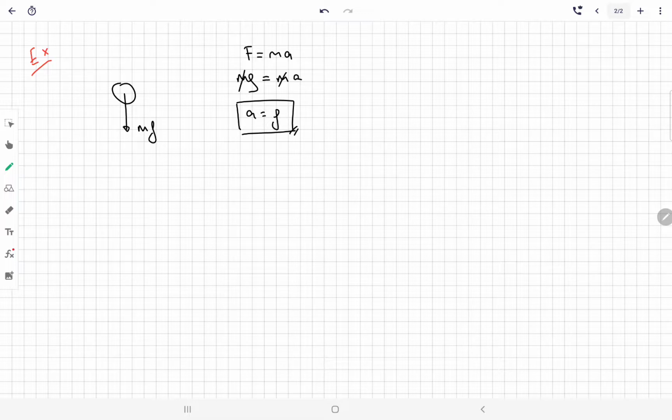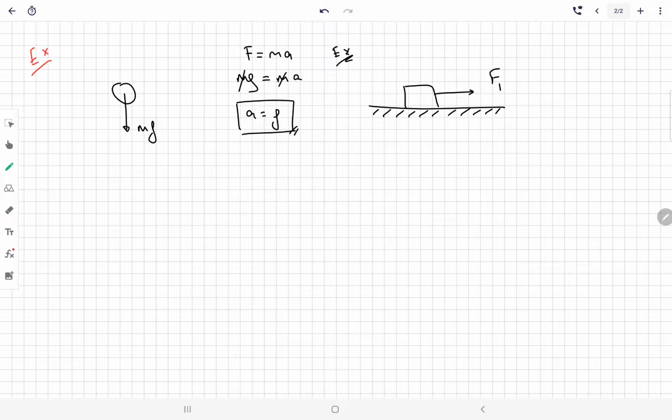Now let's consider the same object or another object moving on a horizontal plane. So let me draw a horizontal surface, again frictionless for now. We have an object. Let's apply a force to the right. Let's call it F1.